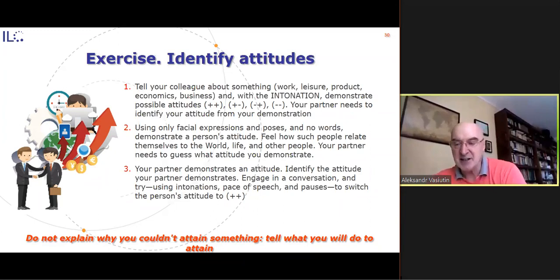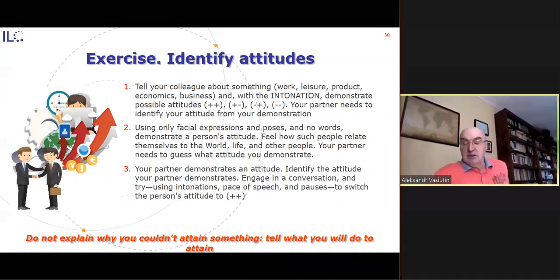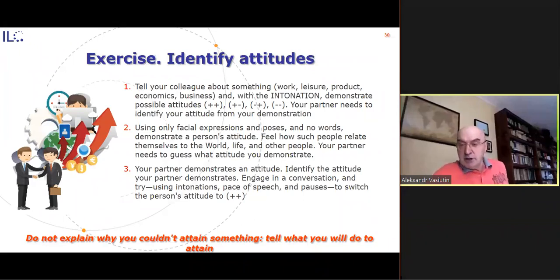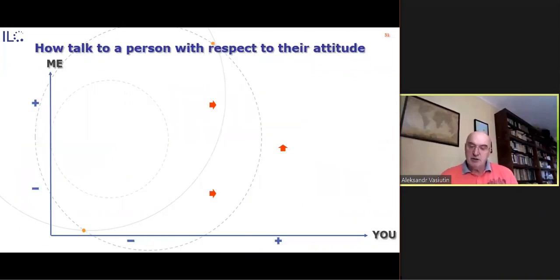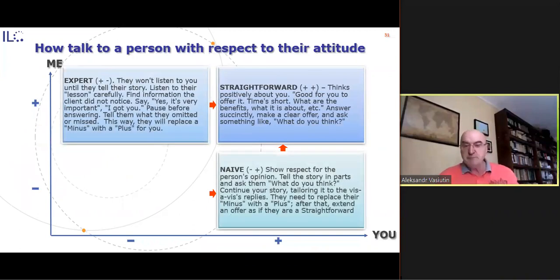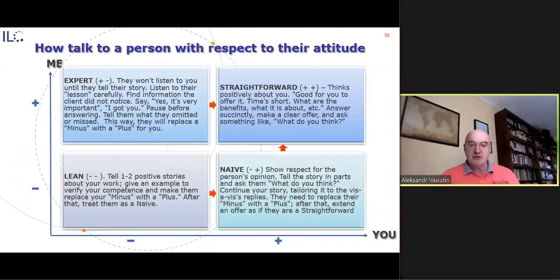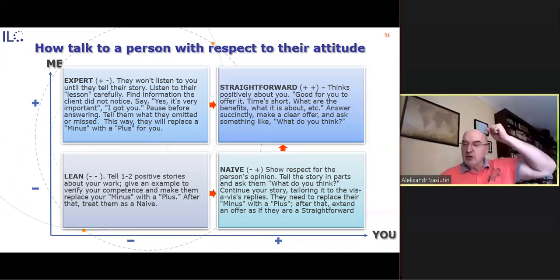A person who is straightforward or an expert in everything. Well, what can you tell me? An expert or a trustful person. Even by gestures, you can identify them. Well, you need to talk to different people in a different way because an expert will never talk to you until you listen to him.